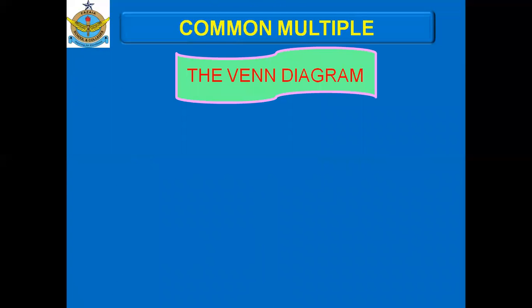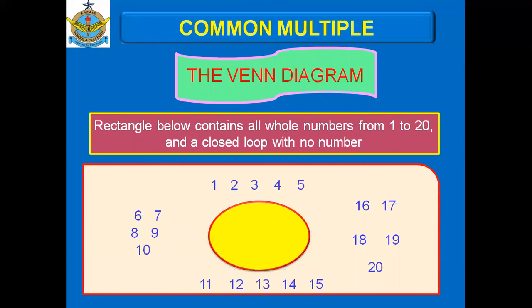And now we have to discuss the Venn diagram. This is a very new thing for you, so listen to me very, very carefully. Okay. Here are some numbers. The rectangle below contains all the whole numbers from 1 to 20 and a closed loop with no numbers. Okay, beta, you can see 1, 2, 3, 4, 5, then 6, 7, 8, 9, 10, then 11, 12, 13, 14, 15, then 16, 17, 18, 19, 20. Here I write down the numbers 1 to 20. And here is a closed loop, and no number is in the closed loop. Okay.